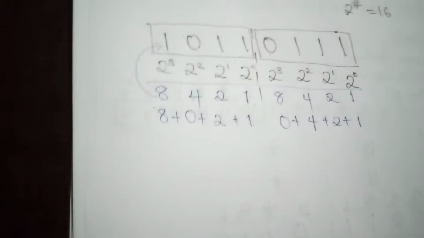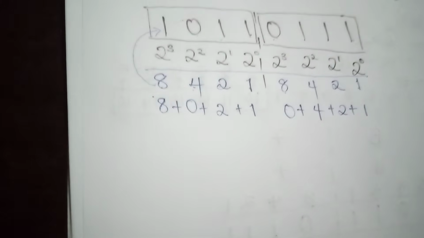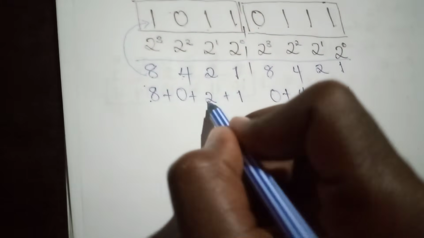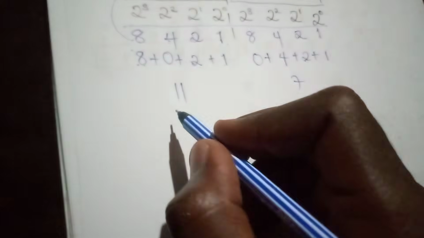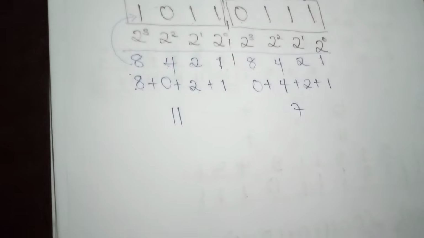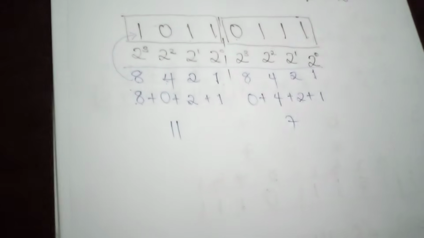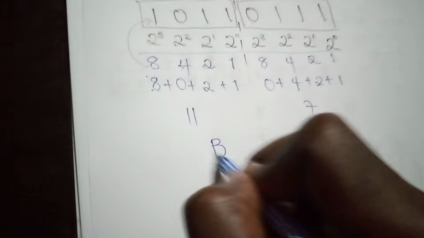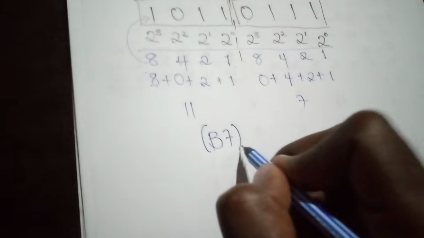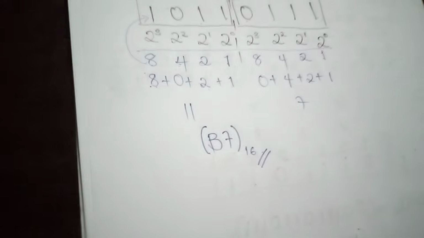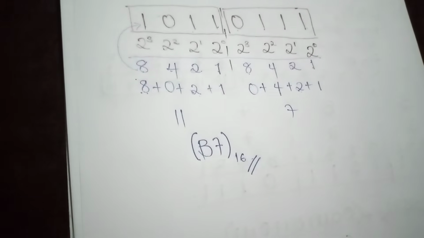So from there, it's just the issue of summing up. 8 plus 2 is 10, plus 1 is 11. 4 plus 2 is 6, plus 1 is 7. Now make sure you remember what I said: in hexadecimal, 10 is represented by A, and 11 by B. So that is B7 in base 16. This is the final answer. So we can proceed to another question.